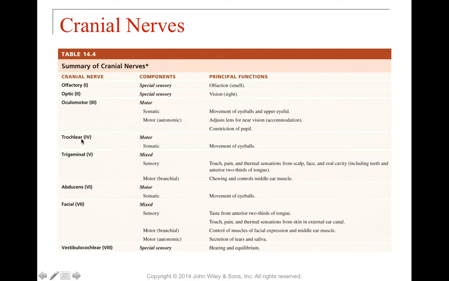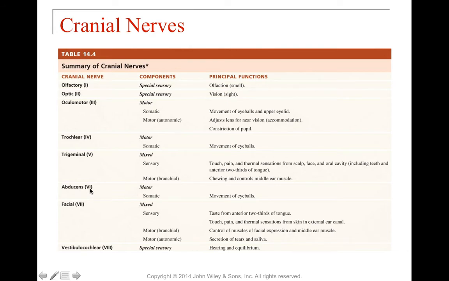All right, as we move on, here's trochlear. This is 4. It's going to be involved in the motion of the eyeballs as well. Trigeminal is sensory and motor, involved in touch and pain and sensation, all from the face, scalp, and oral cavity. That's going to include the teeth and the back 2/3 of the tongue. All right, it does not include the first third of the tongue. The motor or branchial nerves coming out of here are going to include chewing and the ability to chew and swallow, and also control of the middle ear muscles.